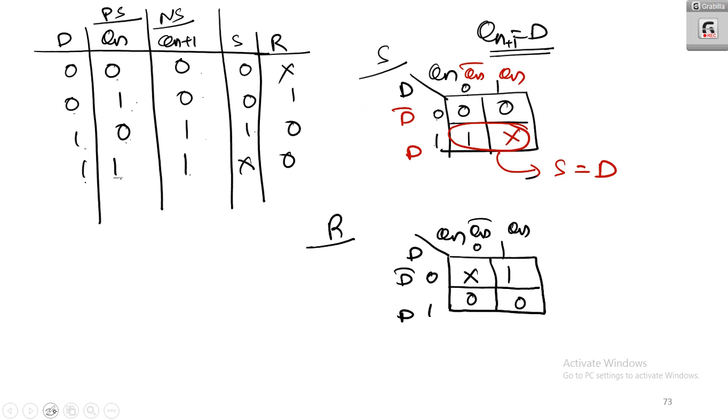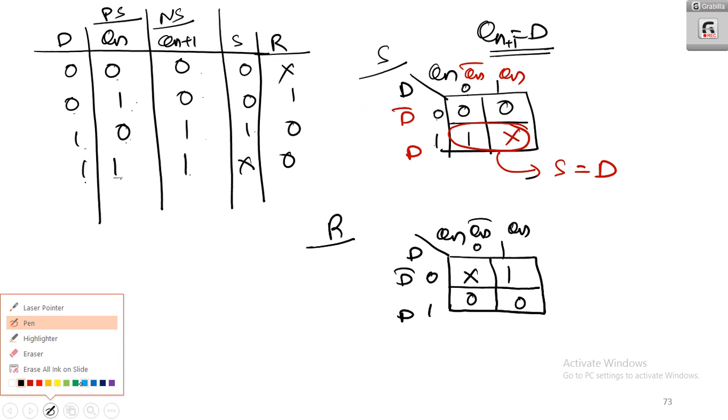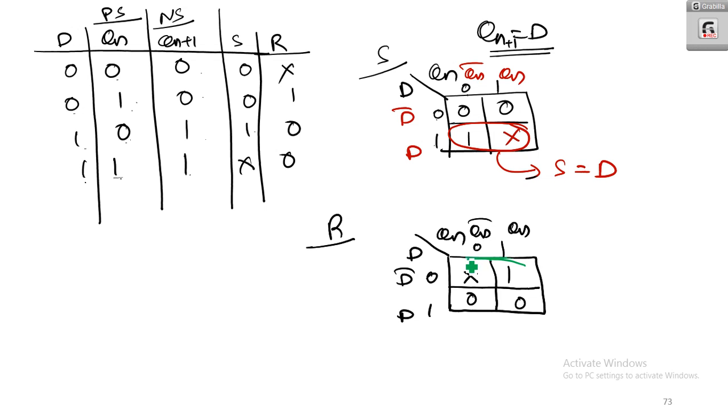So what can we combine? Here we can combine these two, and here we can combine these two. That means what do we get? R is equal to D bar. So now what I have done is written S and R in terms of D and Qn. Of course, Qn is not there.